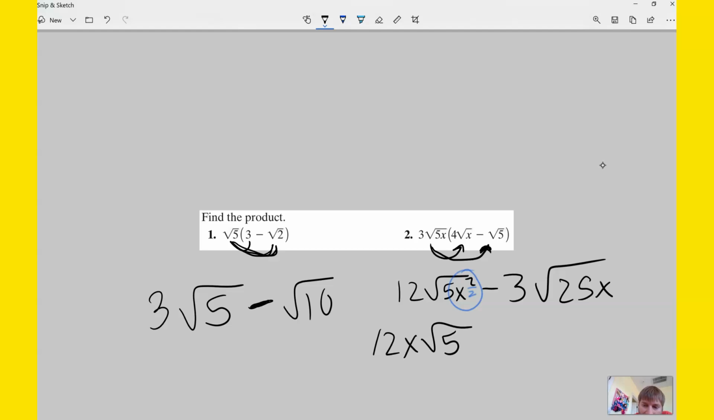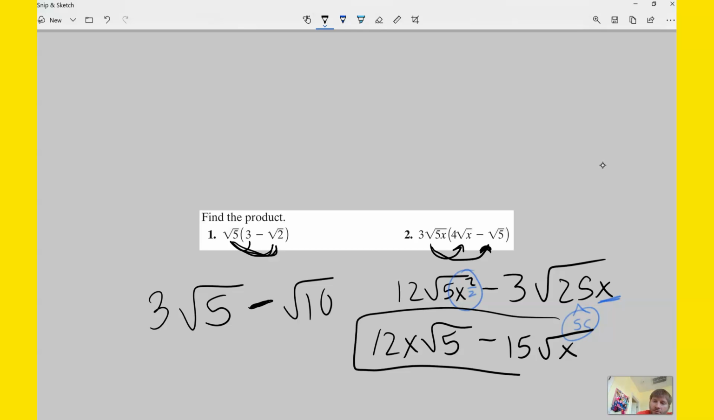square root 5 minus, all right, here this 25 breaks down to 5 times 5, right? So that comes out as a 5. That x, I can't do anything with that. It has to stay there. So that's going to be on the outside there. The 5 comes out with the 3, so it's 15 square root of x. These are not like radicals, so I can't combine them. So that's just my final answer right there.